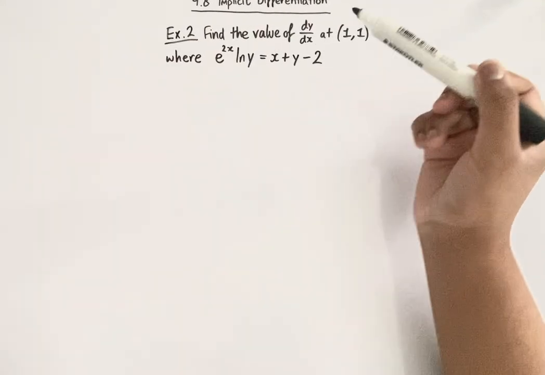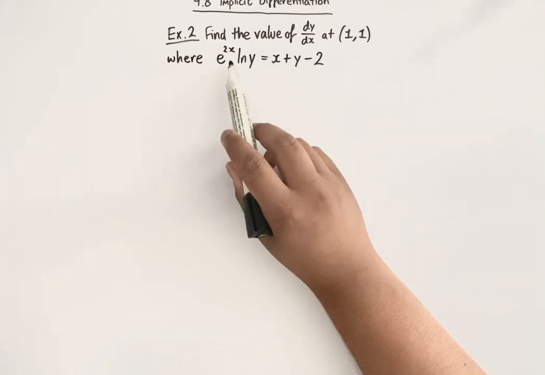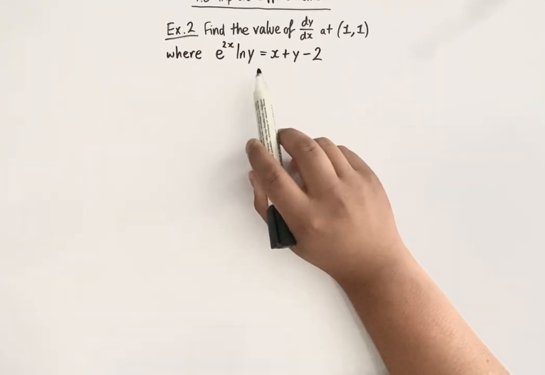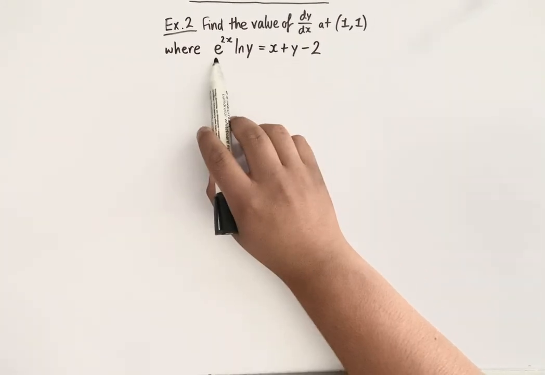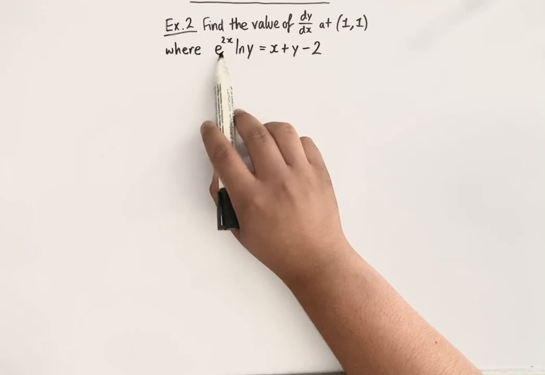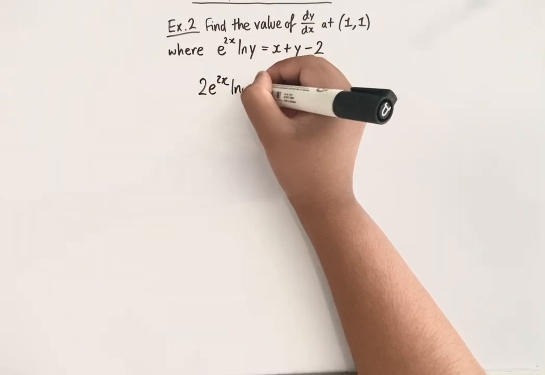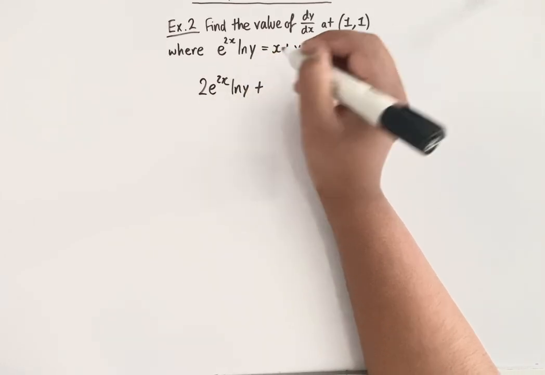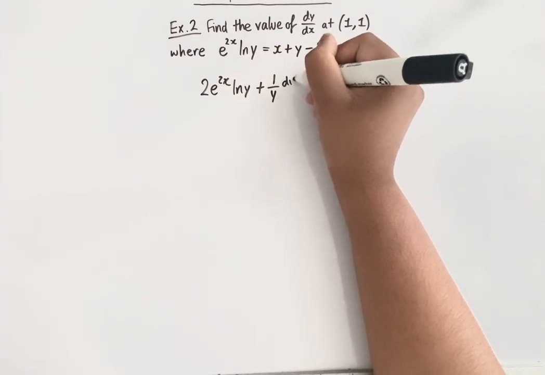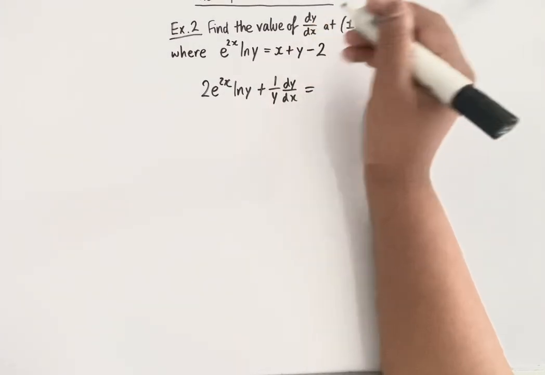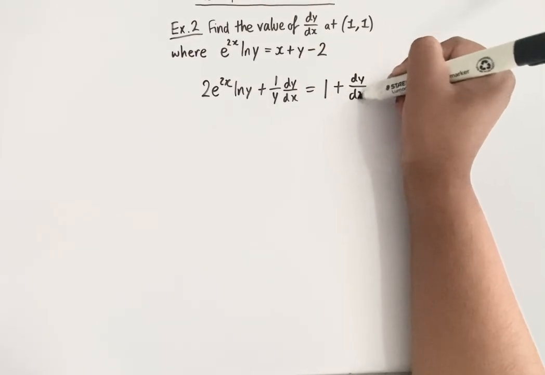Let's do another example. Let's find the value of dy over dx at the point 1, 1, where e to the 2x multiplied by the natural log of y is equal to x plus y minus 2. Again, if we differentiate both sides, we use the product rule for this. So e to the 2x differentiates to 2e to the 2x multiplied by ln y, plus ln y differentiates to 1 over y. We differentiate with respect to y, and then multiply it by dy over dx. And this will be equal to 1, x differentiates to 1, plus dy over dx.